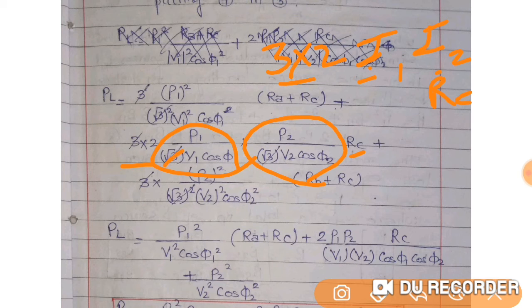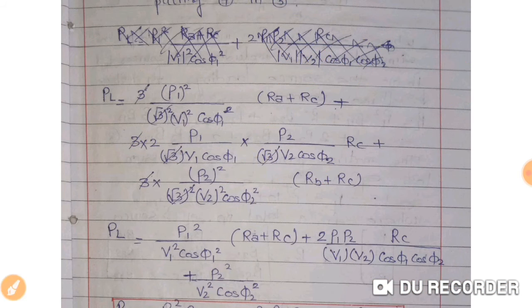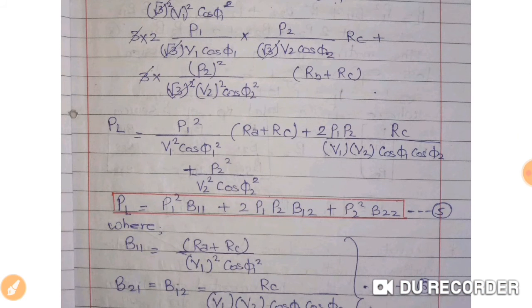This root 3 and root 3 will become multiplied by 3 and this is 3. So it gets cancelled. So what is remaining? Write it down. Okay. Similarly now the third term, that is 3 multiplied by I2 square. This is I2 square. Okay. I2 square into bracket RB plus RC. Again root 3 square, that is 3, cancelled with 3. So whatever terms are remaining, just write it down here.